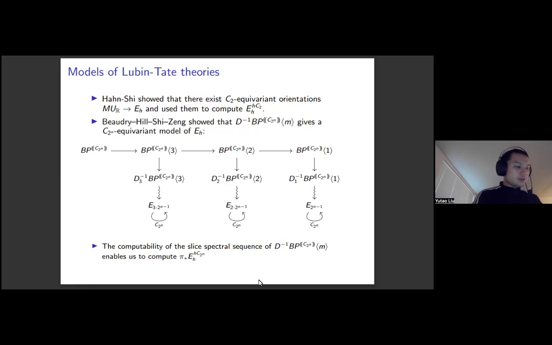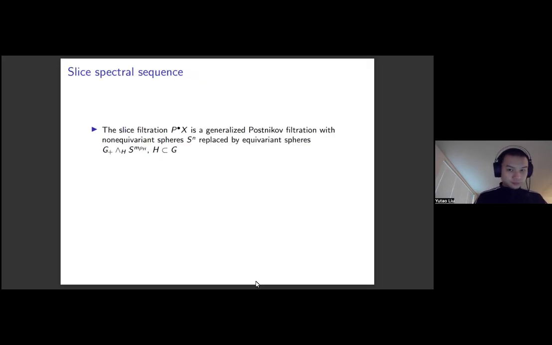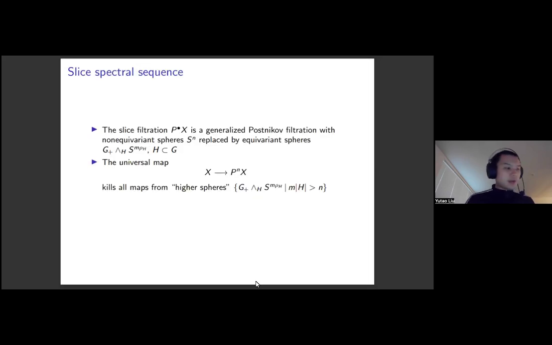Now I'm going to introduce the slice spectral sequence. The slice filtration, P^• X, is a generalized Postnikov filtration, but we replace the non-equivariant spheres, S^n, by these equivariant spheres. As you can see, they come from the regular representations of H, and then you induce them up to make them into G-spaces. Then the universal map from X to each P^n X nullifies all maps from these spheres with degrees greater than n.